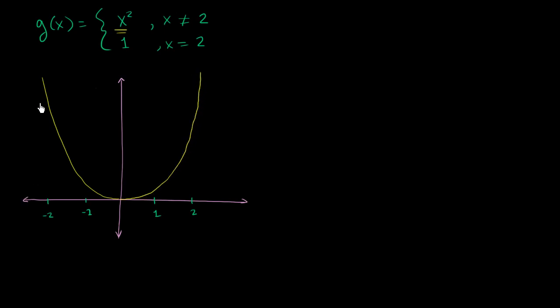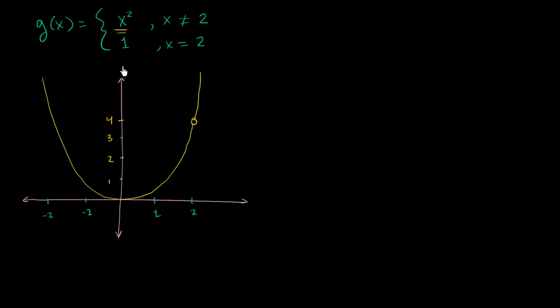Now this would be the graph of just x squared. But it's not x squared when x is equal to 2. So once again, when x is equal to 2, we should have a little bit of a discontinuity here, so I'll draw a gap right over there, because when x equals 2, the function is equal to 1. I'm not doing them on the same scale, but on the graph of x squared, this would be 4, this would be 2, this would be 1, this would be 3.